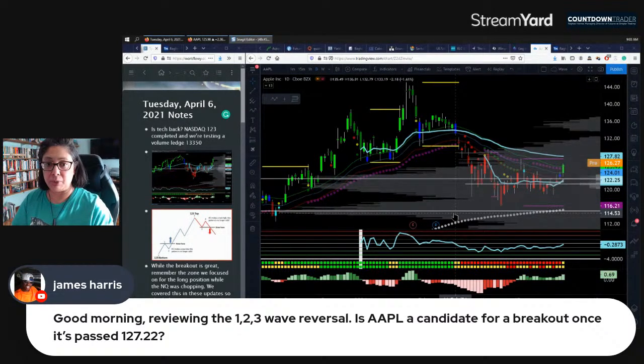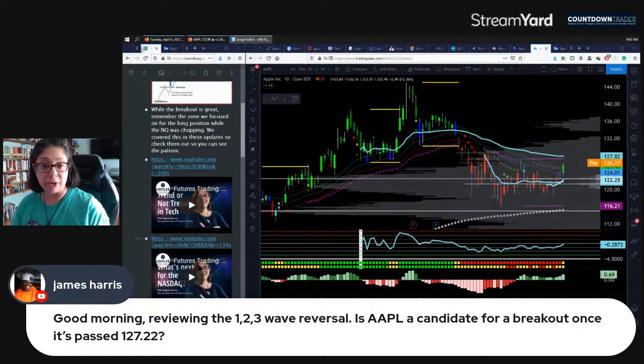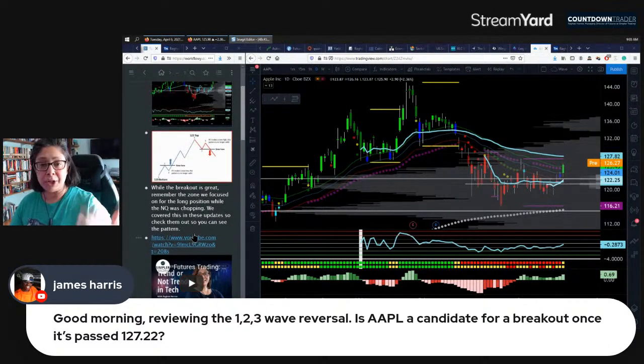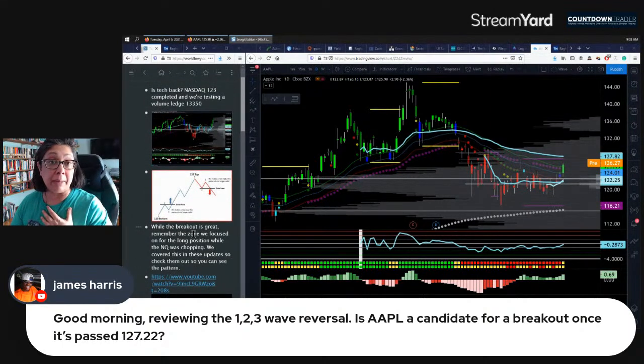A trend transition 1-2-3 would be something like what we saw in the NASDAQ. In fact, in the notes, check it out. There are 2 short videos that I posted where we discussed this pattern a couple weeks ago, as well as the lower end that was setting up for a buy. So check that out. Once you recognize the pattern, you don't need me to point it out. You'll be able to see it with a whole lot more ease.